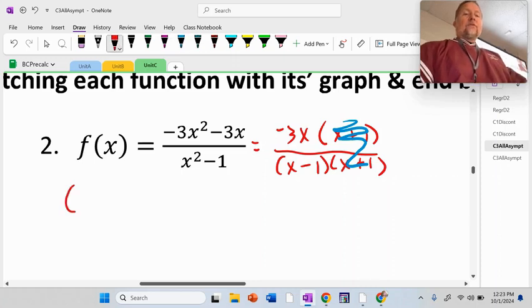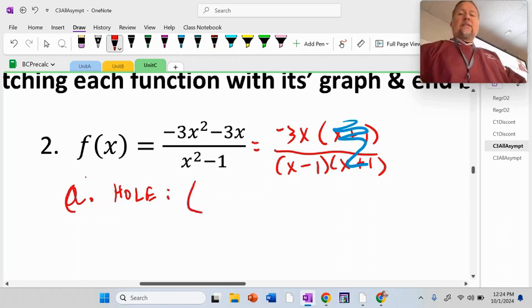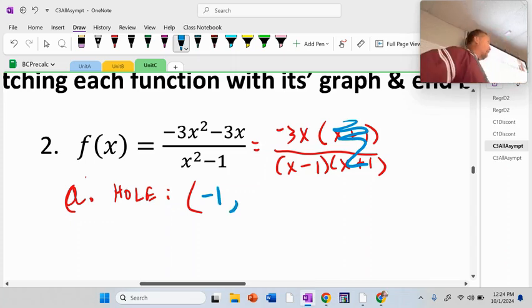Okay, right? What does that mean we have? A hole. So this is letter A, right? Letter A is find all those discontinuities. So let's say the hole first. What is the hole? It is the zero of that. Let's put that in blue because I canceled it in blue. The zero of x plus 1 is negative 1.